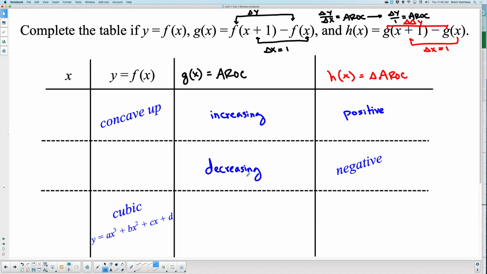Now, if the average rate of change is decreasing, what has to be true about your function? It has to be concave down on that interval. Any question about that?